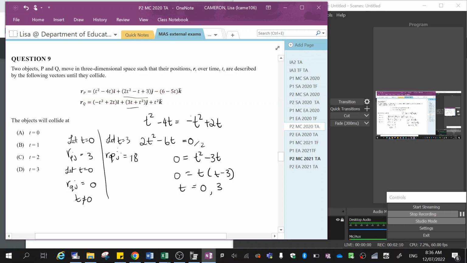Now if I do that in the second part, we're going to let t equal 3 in Rqj. So 3 times 3 is 9. Plus 3 squared is also 9. 9 plus 9 is 18. So that is the correct one. T must be equal to 3.